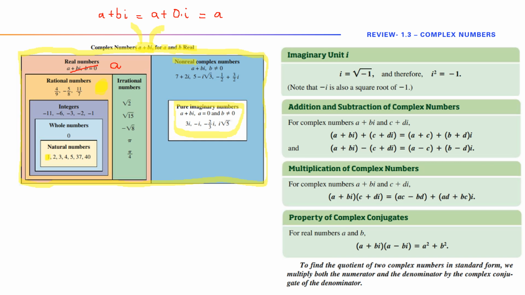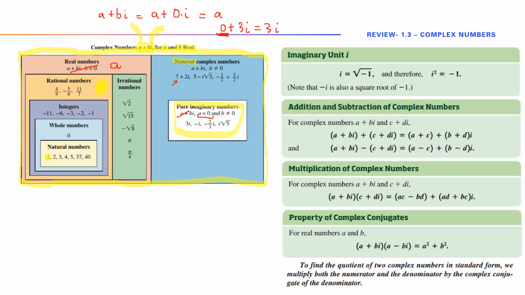For non-real complex numbers, we have b different from 0. You can see the example right here. They may have a real part, or they may not. If they do not have the real part, what does that mean? It means a equals 0. So it's like 0 plus 3i, which equals 3i. The real part equals 0, so we don't need that a in that case.